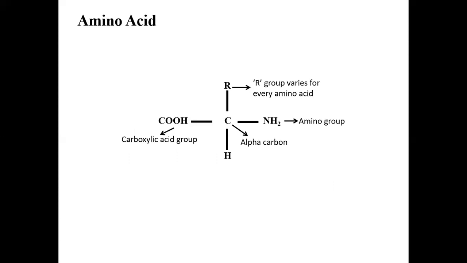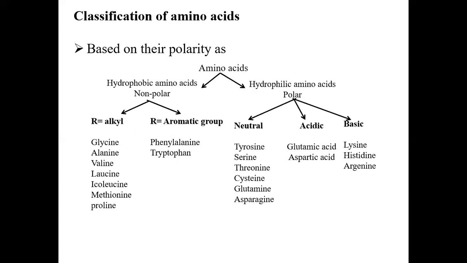An amino acid consists of an alpha carbon. The alpha carbon is present in the center of the amino acid, and on one side it is associated with the carboxyl group, on another side it is attached to the amino group, and another side is attached to the R group. That R group is unique in every amino acid. Based on the properties of that R group, we can classify amino acids.